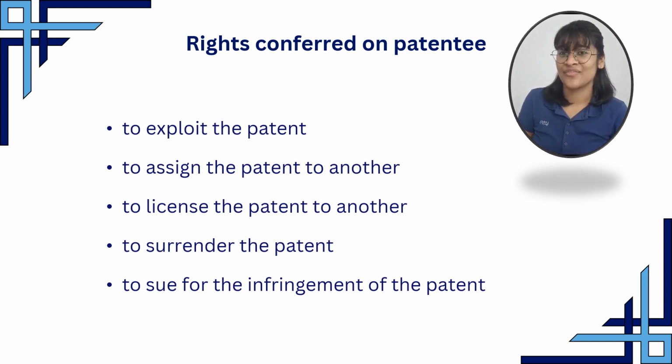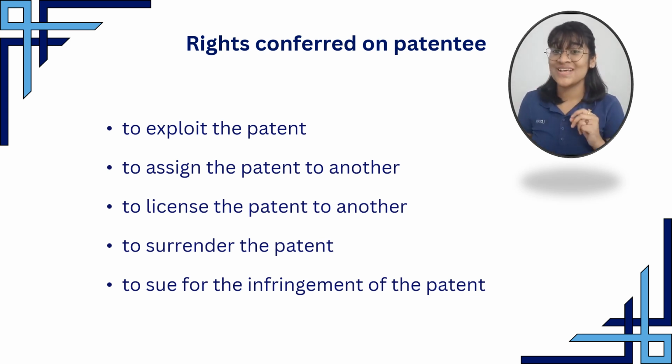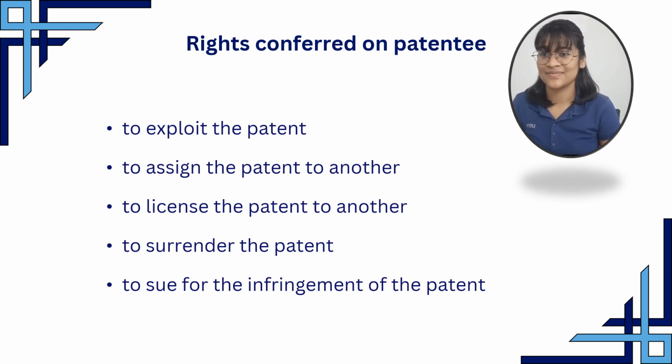What all rights will the patentee get once the patent is granted to him? The first and foremost right that he will get is to exploit the patent. Secondly, he has the right to assign the patent. He can also license the patent. He can even surrender his patent. And lastly, he has the right to sue for the infringement of his right of patent.